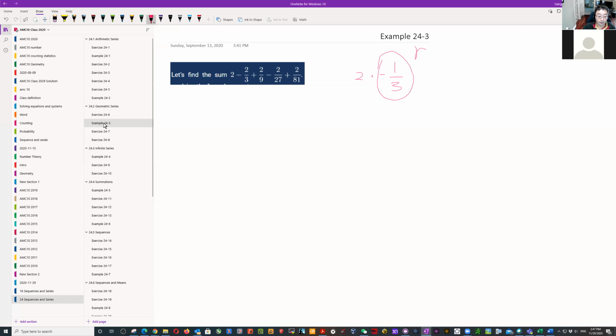So basically, we will say S equals, remember, like scale and difference.